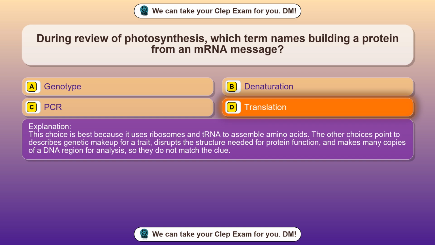This choice is best because it uses ribosomes and tRNA to assemble amino acids. The other choices point to describes genetic makeup for a trait, disrupts the structure needed for protein function, and makes many copies of a DNA region for analysis, so they do not match the clue.